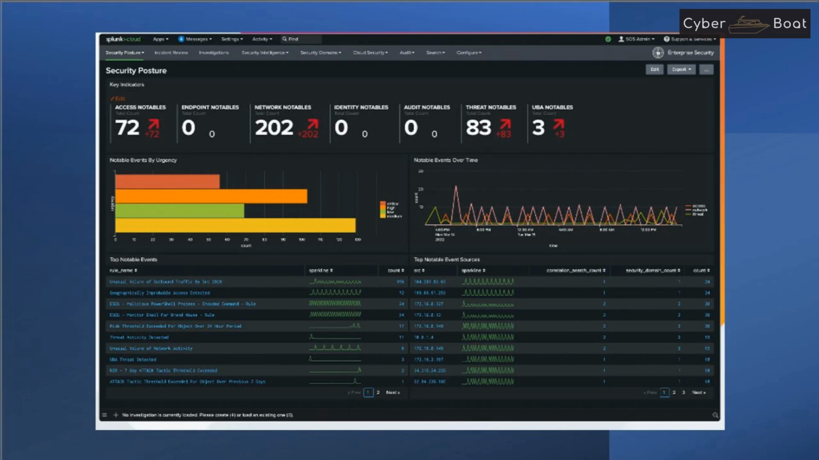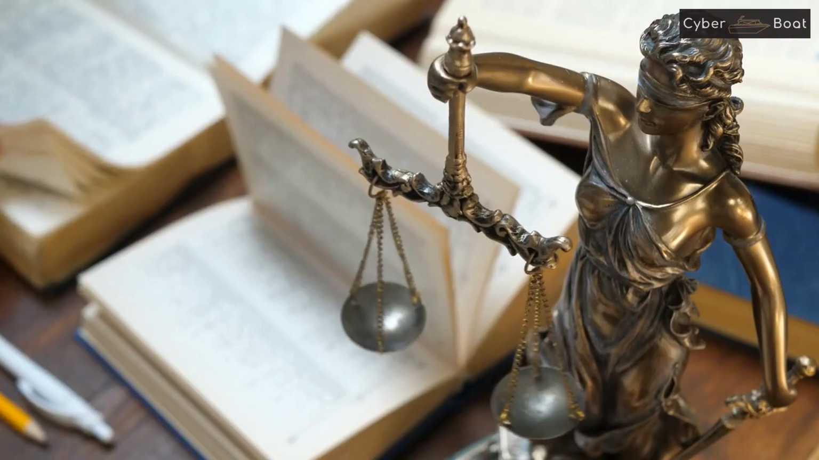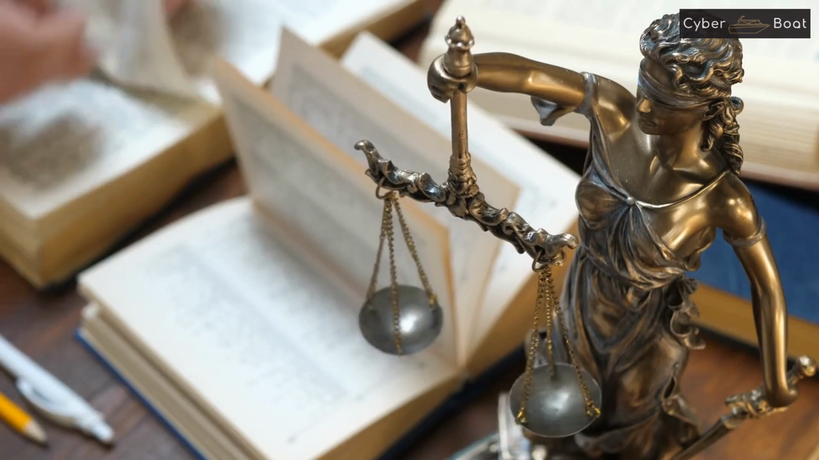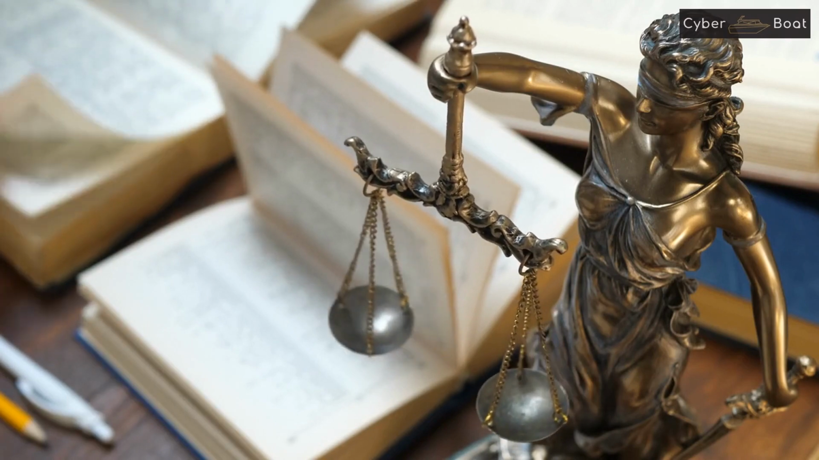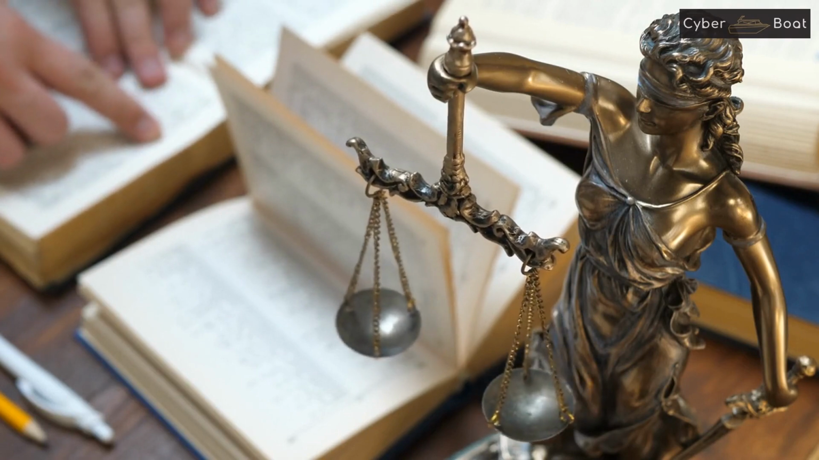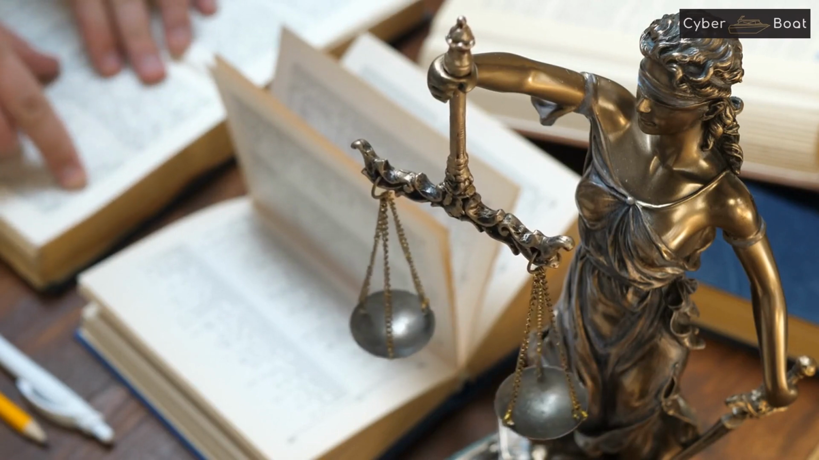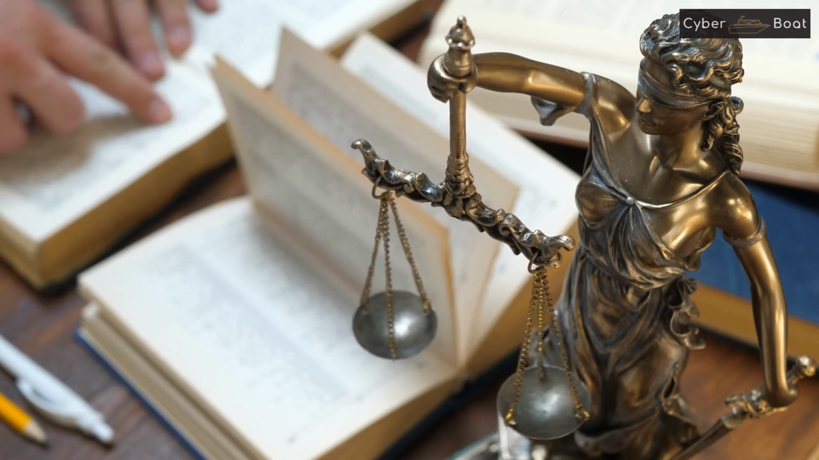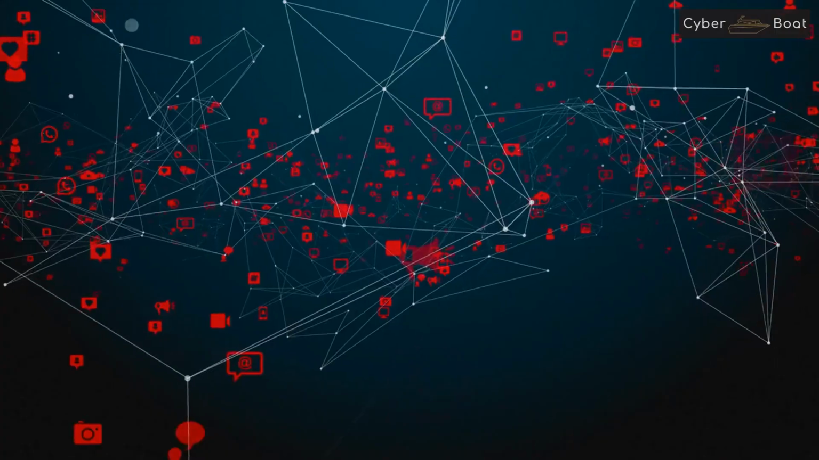Organizations can also use security information and event management (SIEM) tools to monitor and detect any unauthorized use of cryptography on their networks. It's important for organizations to keep in mind that the use of cryptography is subject to various laws and regulations, so it's important to consult with legal and compliance teams to ensure that the organization's use of cryptography is compliant with all relevant laws and regulations.